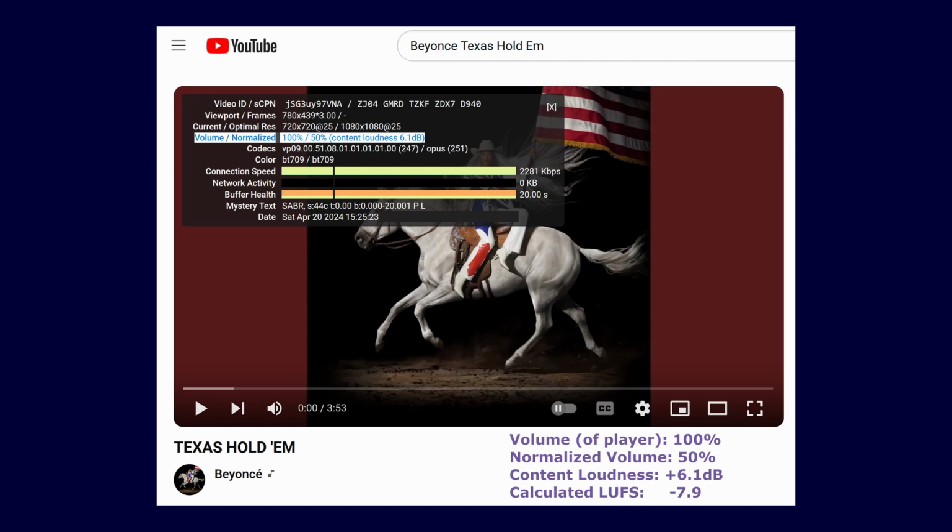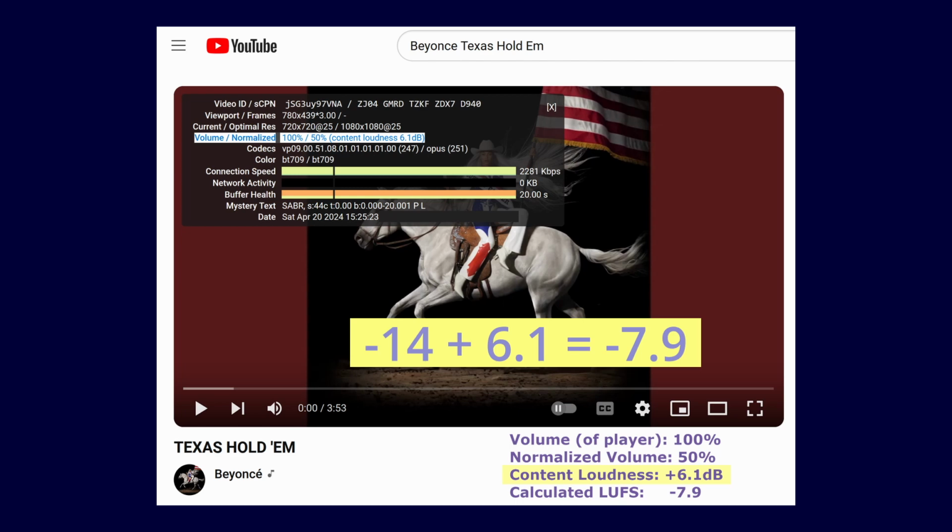The single, Texas Hold'em, shows a content loudness of 6.1 dB, and is therefore 6.1 dB louder than YouTube's reference. Using the same arithmetic, it was apparently mastered at -7.9 LUFS, that is, -14 plus 6.1 equals -7.9. Interesting. That's quite a bit louder than the reference level.